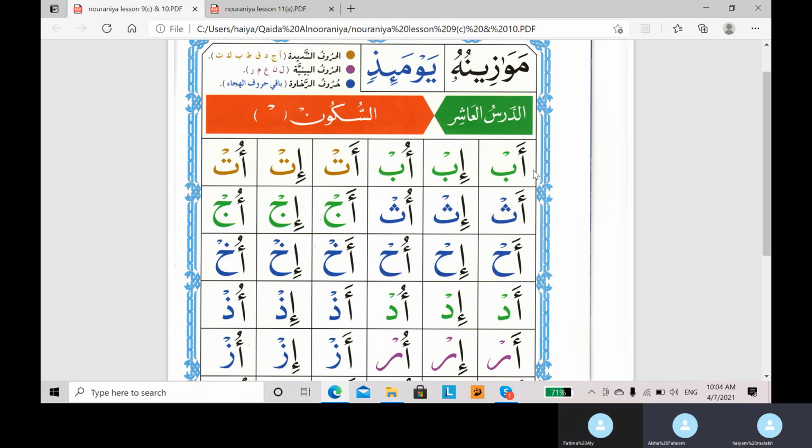Hamza Kasra Ha Sukun Eh. Hamza Dhamma Ha Sukun Ah. Hamza Dhamma Kha Sukun Ah. Hamza Fatha.